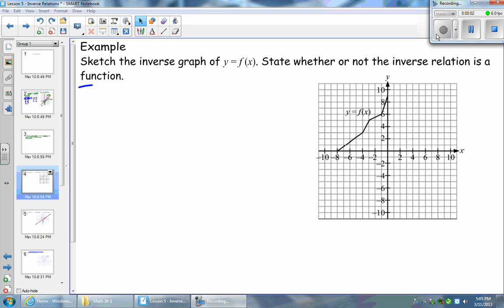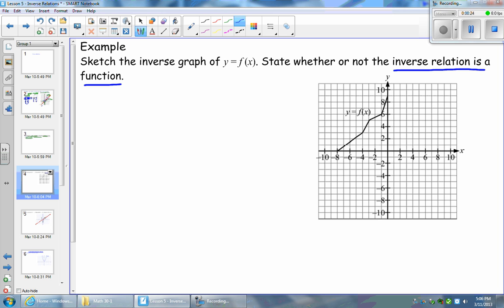All right, so in this example, we're going to sketch the inverse graph of a given function. So I'm given the graph of y is equal to f of x on the right-hand side here, and we're going to sketch the inverse graph. And not only are we going to do that, but we're also going to state whether or not that inverse relation represents a function or not.